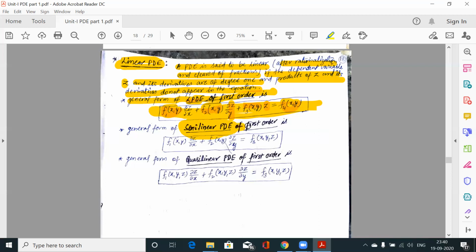Semi-linear PDE of first order means again the order is fixed. We cannot include more than first order derivatives. So we have again the del z over del y, del z over del x. But in semi-linear, we have the flexibility that z, the dependent variable, may be of any degree.